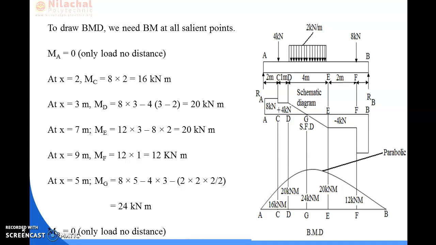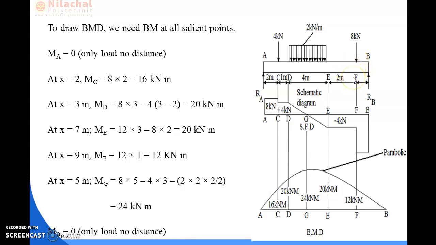So in the last class we discussed the bending moment calculation of a simply supported beam having 2 point loads and one uniformly distributed load. We calculated up to point E, and today we will calculate the bending moment at point F, and we will see how to draw the bending moment diagram.